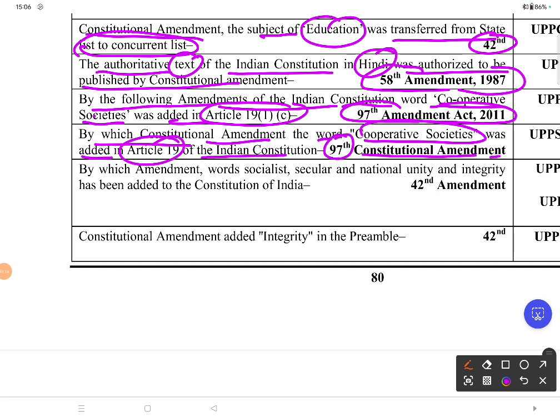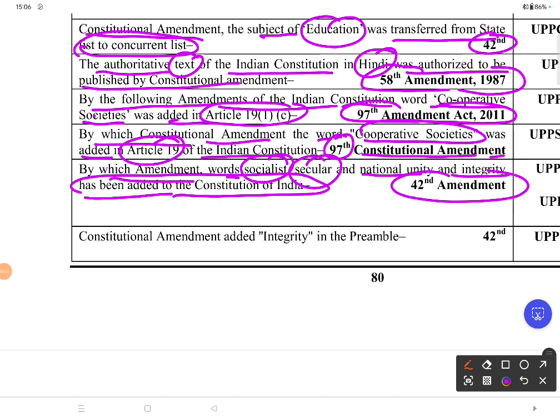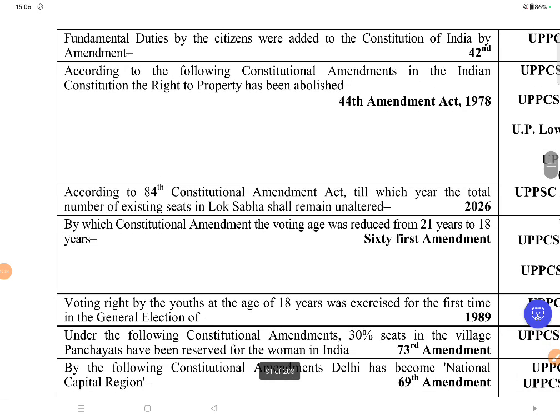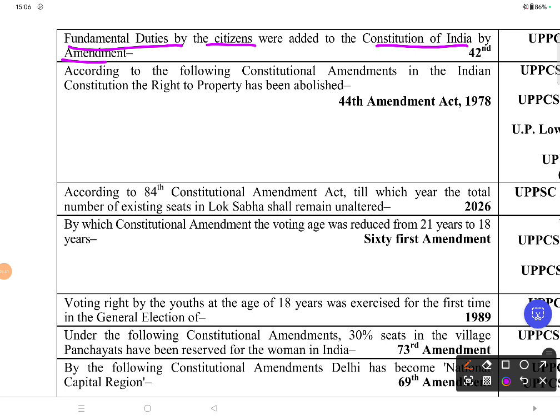By which amendment were the words socialist, secular, national unity and integrity added to the Constitution of India? 42nd Amendment. Which Constitutional Amendment added integrity? 42nd. Fundamental duties of citizens were added to the Constitution of India by the 42nd Amendment.